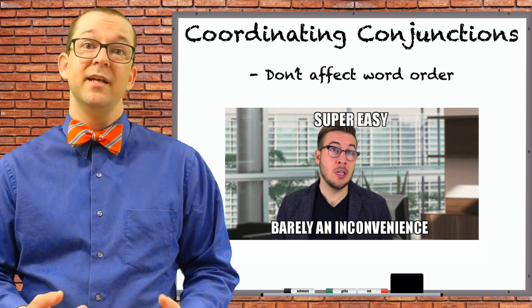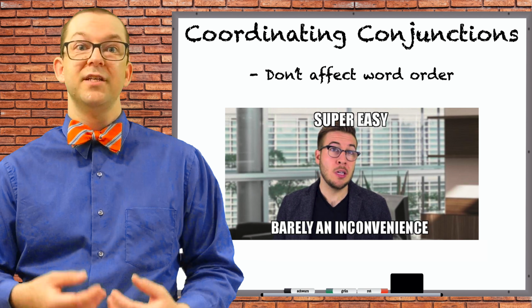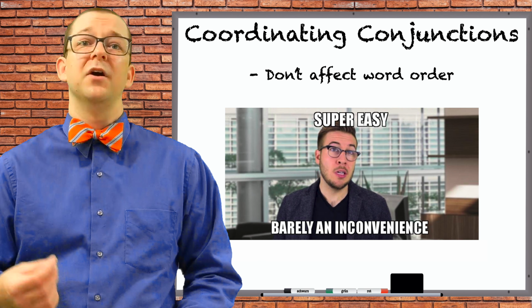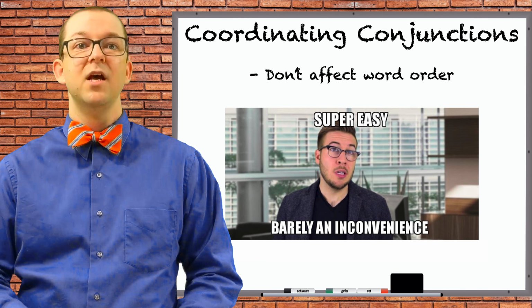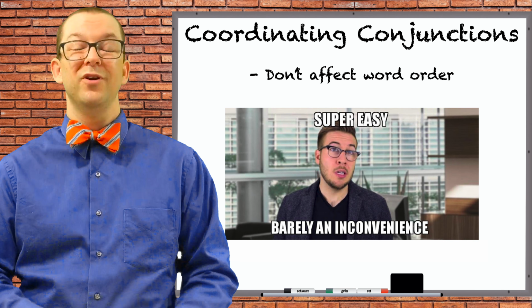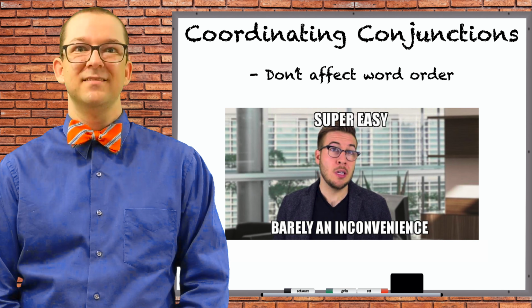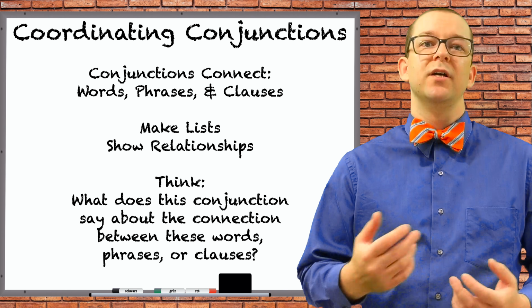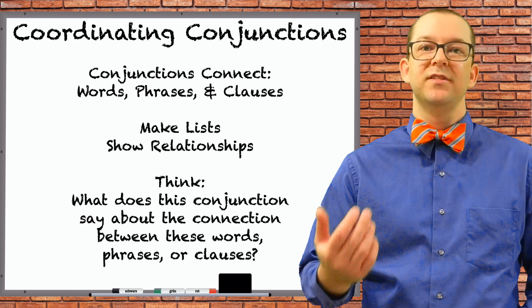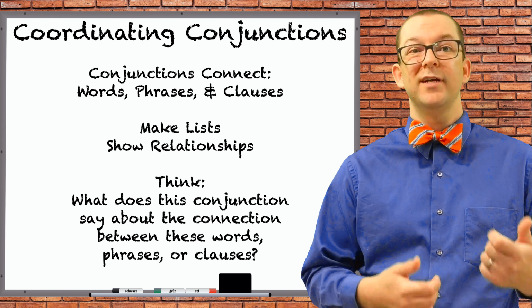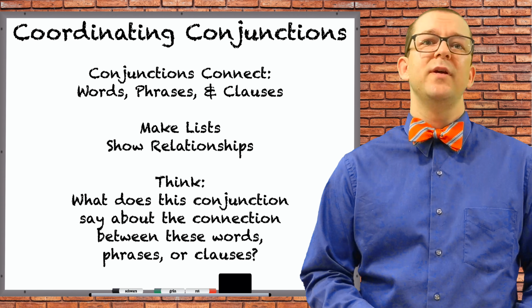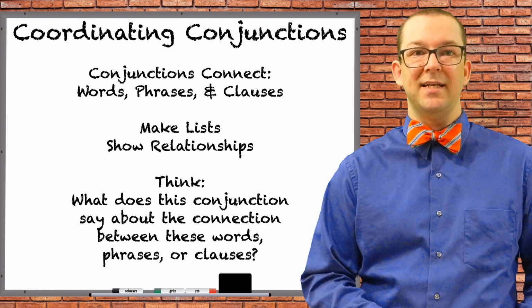Subordinating conjunctions require word order changes, and two-part conjunctions require you to understand where to put both parts. Coordinating conjunctions are super easy, barely an inconvenience. As I mentioned in the intro, conjunctions are words that connect parts of sentences together, including words, phrases, and clauses. The difference between each of the conjunctions is how they connect them.